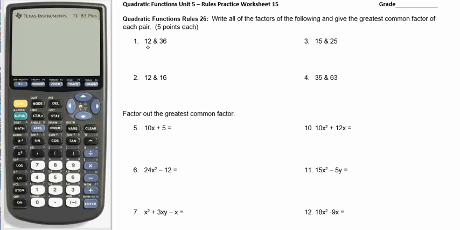A factor is a number that goes into a number, or that can be one of the numbers that can be multiplied together to give you a number. So the factors of 12, for example, are 1 and 12. Let me make that easier to read. 1 and 12. Does 2 go into 12?